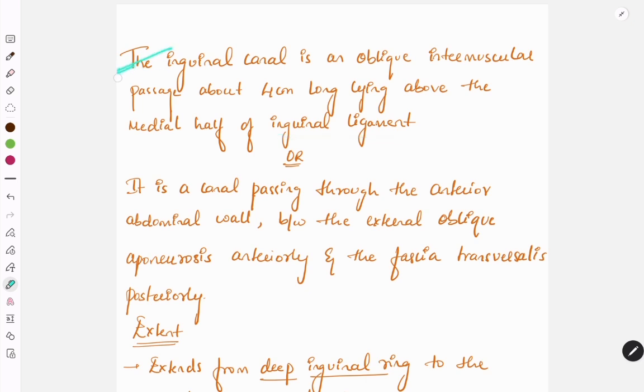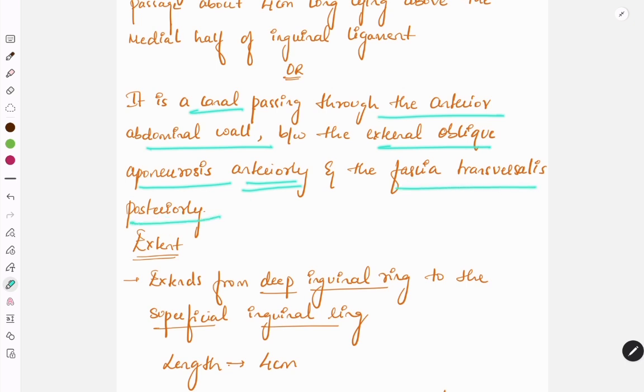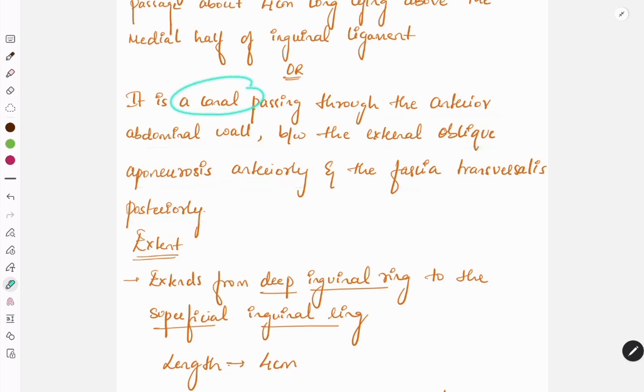Either you can use this definition or you can also use this definition, that it is a canal passing through the anterior abdominal wall between the external oblique aponeurosis anteriorly and the fascia transversalis posteriorly. So it is a canal that is passing through the anterior abdominal wall. In the anterior abdominal wall, we have the external oblique muscle, and posteriorly we have the fascia transversalis. In between these two, there is a canal that is nothing but your inguinal canal.